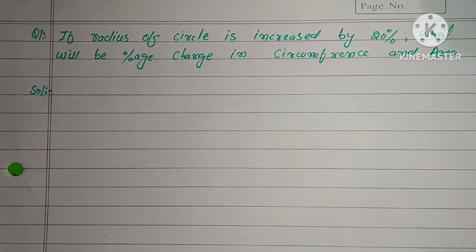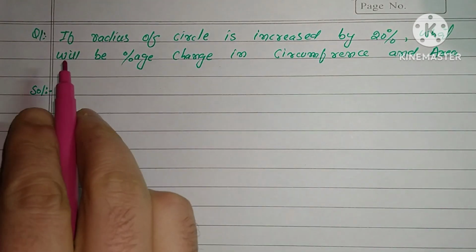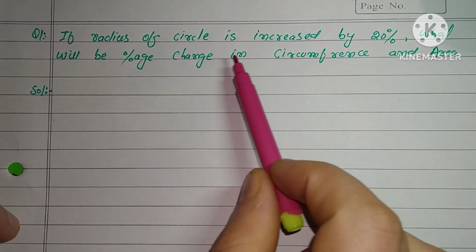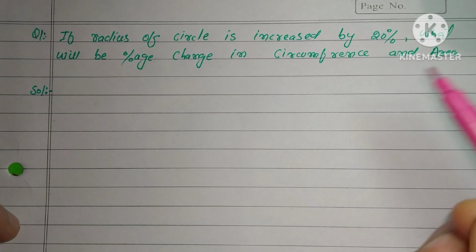Now solve some questions on the same concept. If the radius of a circle is increased by 20%, what will be the percentage change in circumference and the area?